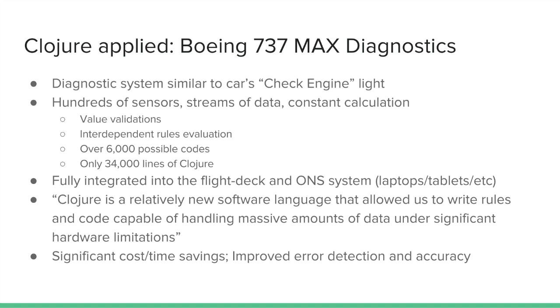is this entire system is only 34,000 lines of Clojure, so not that big compared to other enterprise or industrial diagnostic systems. It's fully integrated into the flight deck as well as the ONS system, so all of the laptops and tablets used by the flight crew and the mechanics, this publishes to all of that. So not only is it checking data, but it's also publishing data.